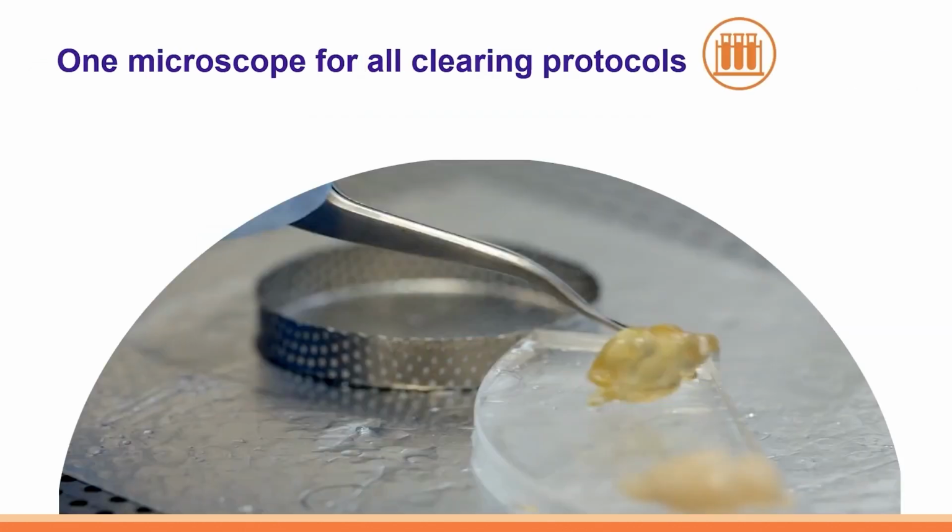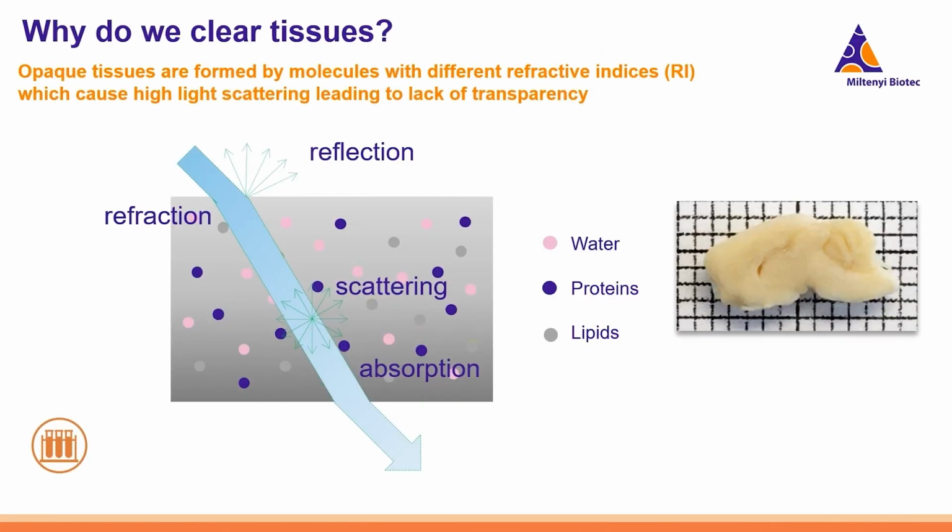One feature I mentioned earlier is that the ultramicroscopes are compatible with all clearing protocols. But why do we clear tissues? And how is tissue clearing accomplished? So let's start with the question why. In a given sample, light passage is highly impaired due to things like reflection, refraction, scattering, and absorption, as it encounters different materials within the tissue. These materials are largely referring to water, proteins, and lipids.